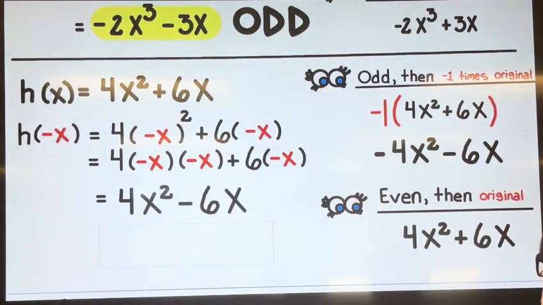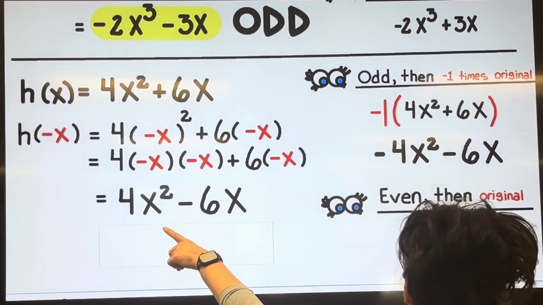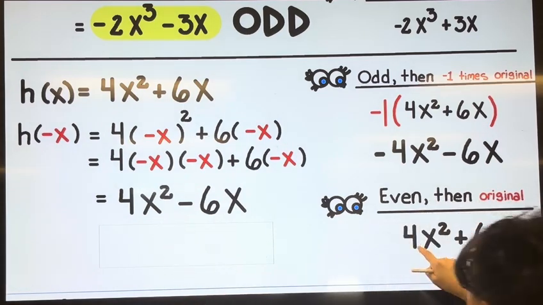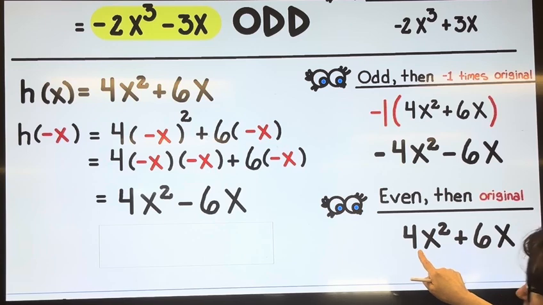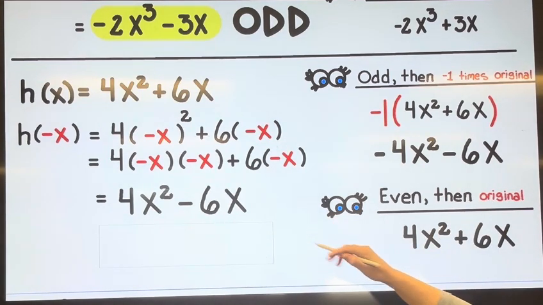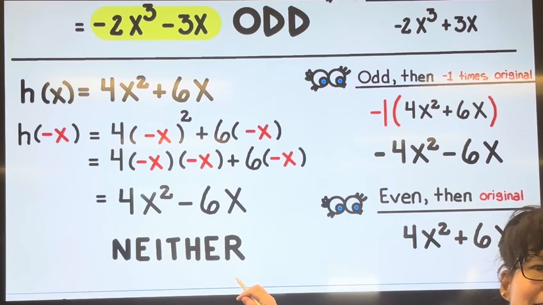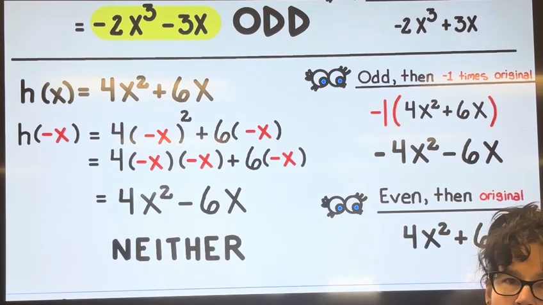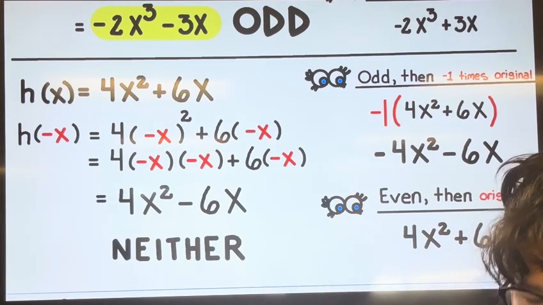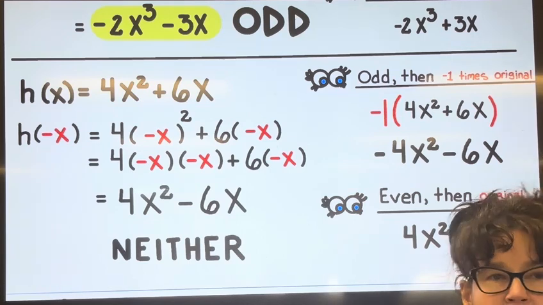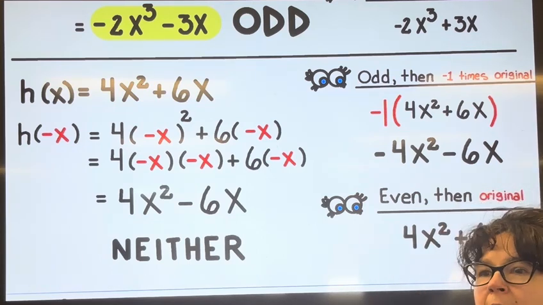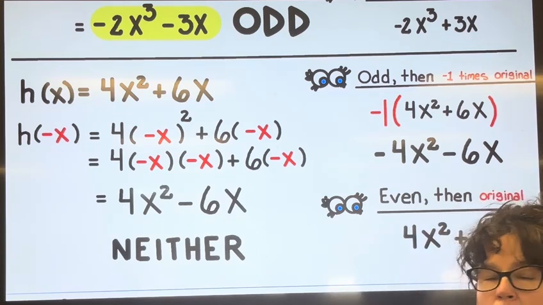And then what does it look like? Well, this one's a positive, that one's a positive, so maybe it's this one, but see how it's not matching the original? This one is not the original, and it's not -1 times the original. So this function is neither even nor odd. Quick sidebar, odd means symmetrical to the origin, and even means symmetrical to the y-axis.